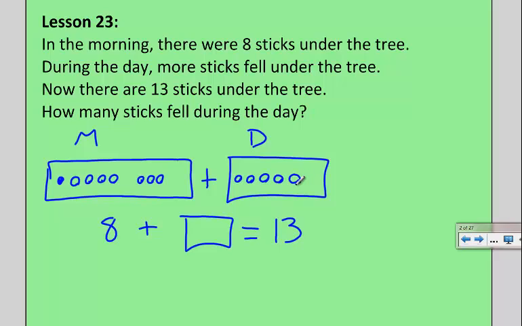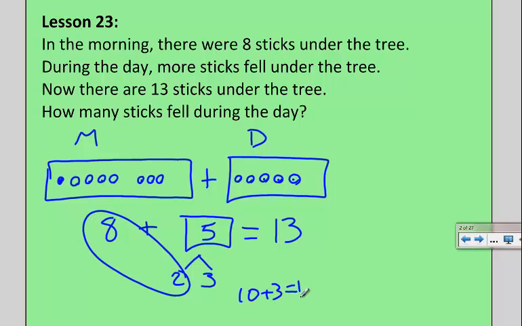Now that I've hit my number, I want to see how many are there. Well, I count in my box 1, 2, 3, 4, 5. So I think my missing addend there is 5. I started with 8 sticks, I have more, and that gets me to 13. And if I think about it, 5 splits into 2 and 3. Well, 8 and 2 make 10, and 10 plus 3 is 13.